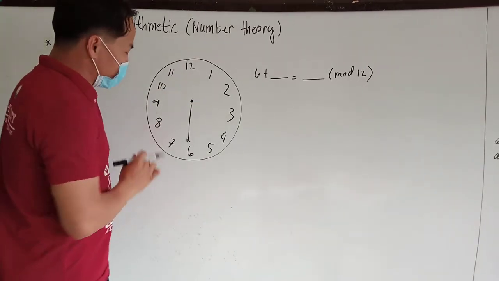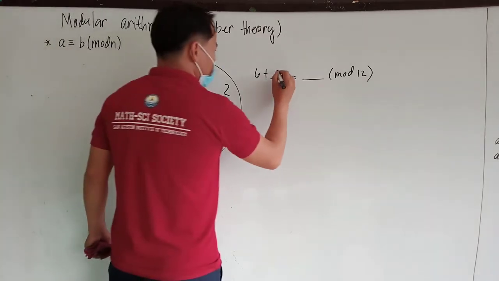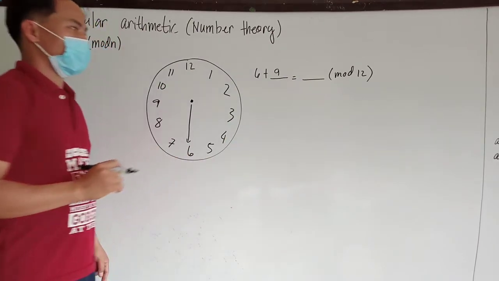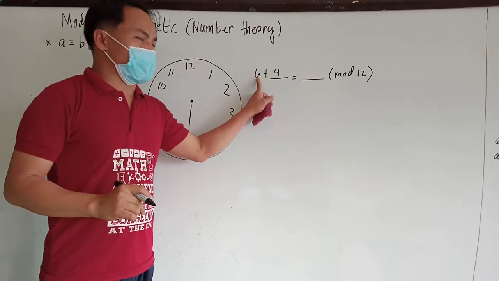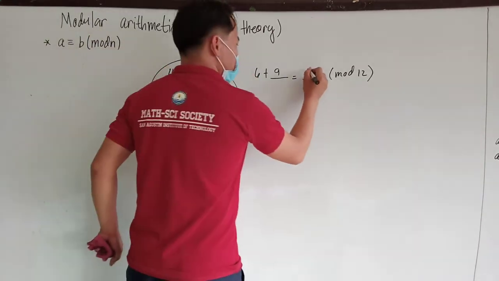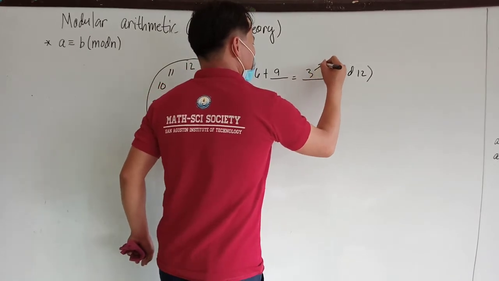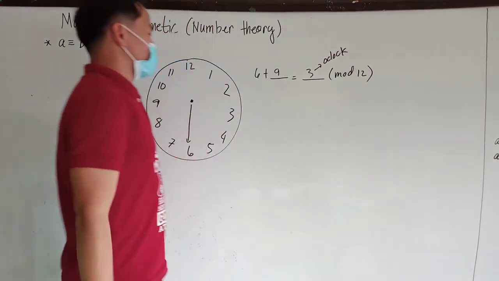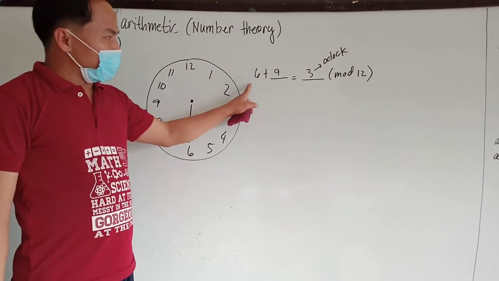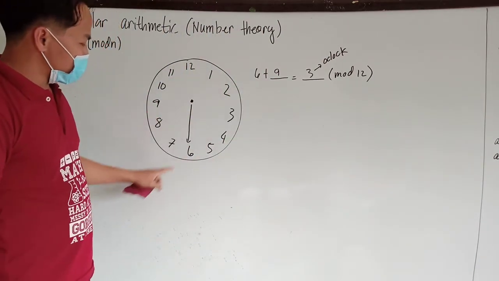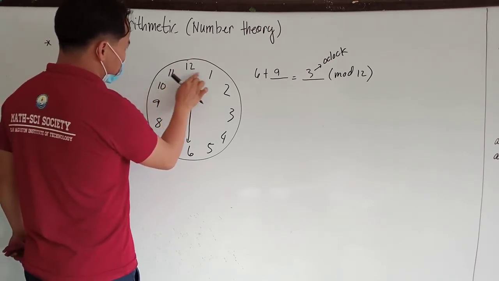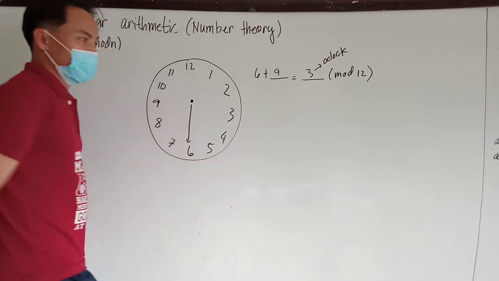So what will be the hour 9 hours after 6 o'clock? Of course, we have here 6 plus 9, which is 15. Then 15 minus 12 is 3. The answer is 3 o'clock. So the hour 9 hours after 6 o'clock is 3. So 1, 2, 3, 4, 5, 6, 7, 8, 9. So we have here 3 o'clock.